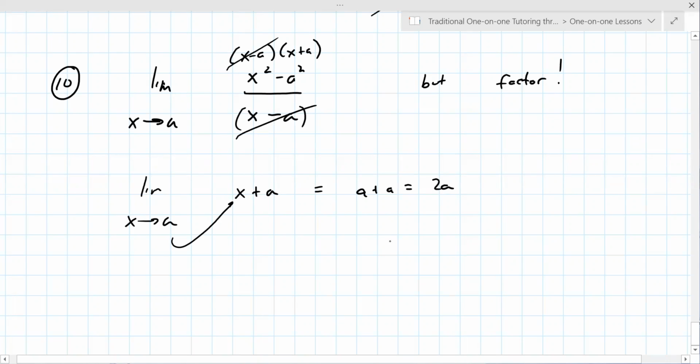Right. So the only other type of factoring that I could see here would be sum or difference of cubes. I can't say for sure that it would be here, but I mean, remember how to do that.